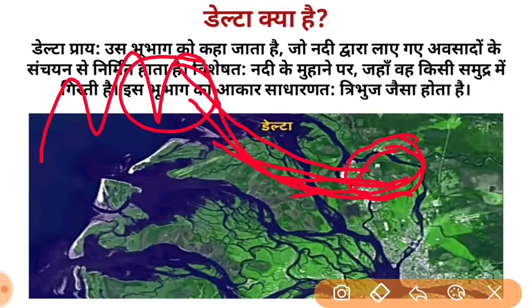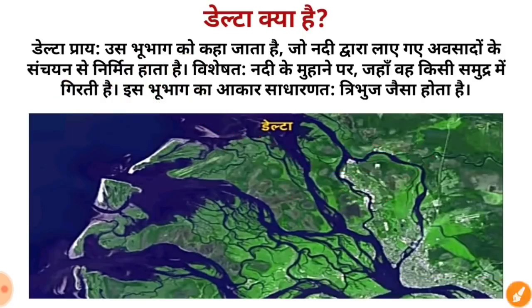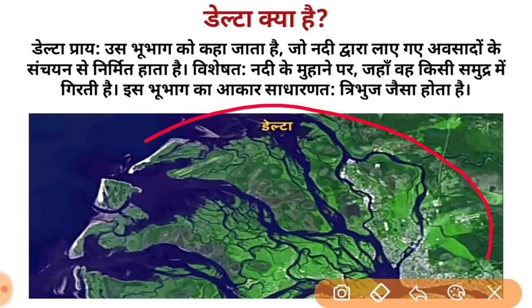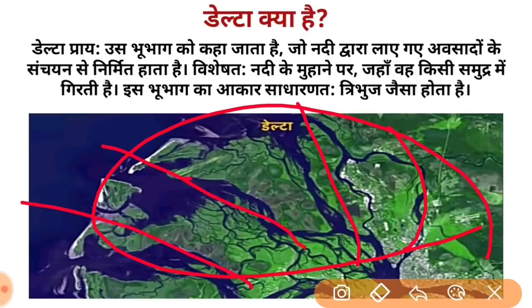And what happens after that? But a river has to come out from somewhere, right? So, it gets divided into different branches. As you can see in the image, the river came, it collected all the garbage with it. Now, what happened after that? You can see the river, right? It got divided into different branches and went and met the sea. So, a triangular shape was formed. And this is called a delta. I hope you have understood. It is called a delta.